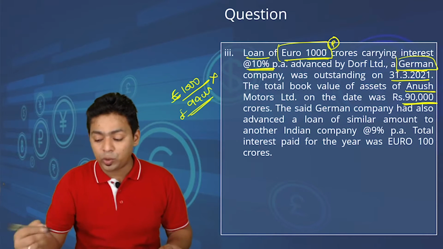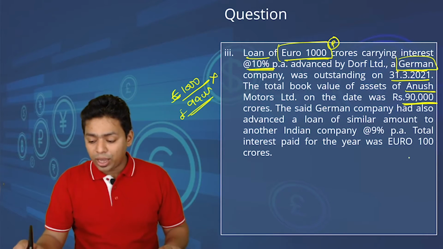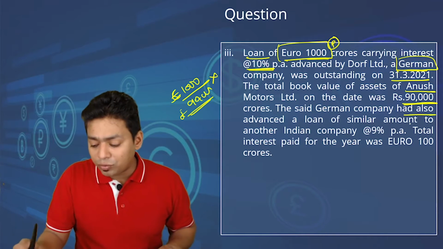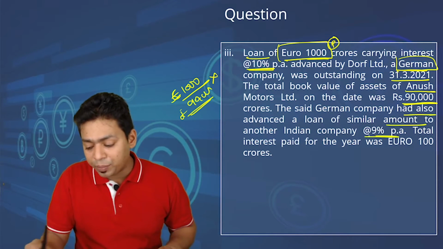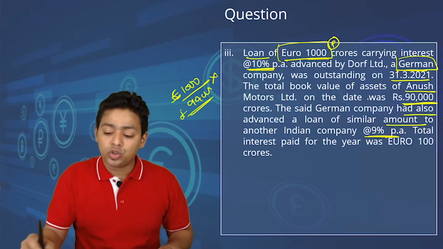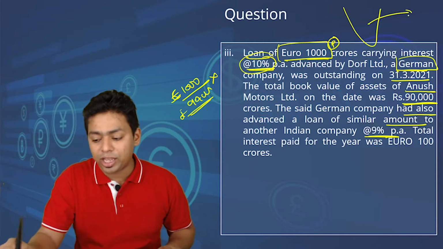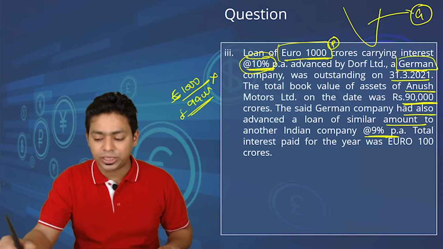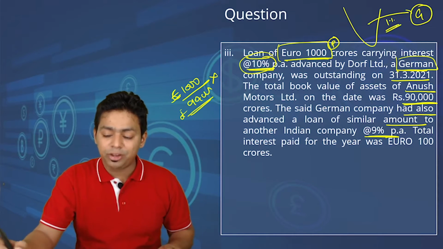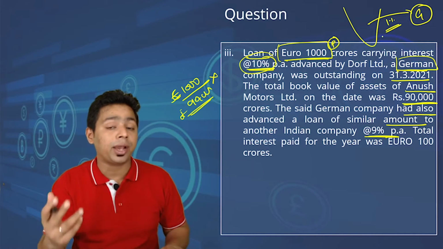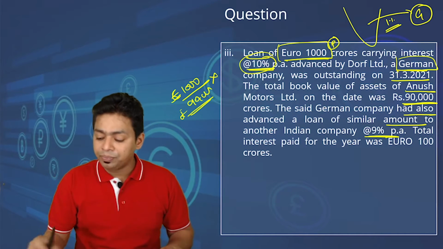When you convert this euro into rupees, look at this. The said German company had advanced a loan of a similar amount to another Indian company at 9% per annum. So they are giving us 1% extra. Whatever India is paying to the German company, that extra 1% we have to add back as a transfer pricing adjustment.